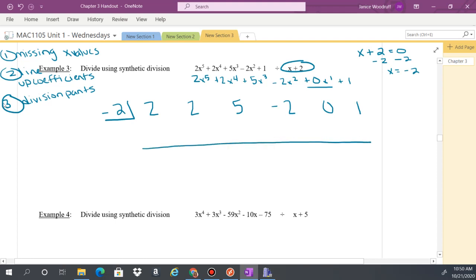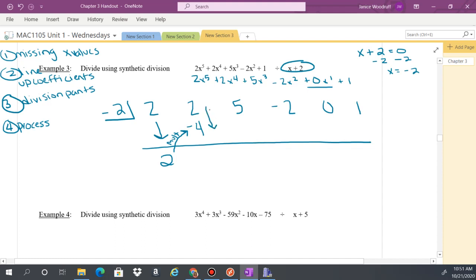Okay, and then you're going to do this process here. So you're going to do this and you're going to keep repeating it. You're going to bring down the first term, and then you're going to multiply what you brought down by the divisor term in your division pants, and you're going to put that answer right here. So I'm going to say multiply. There we go. So 2 times negative 2, negative 4.